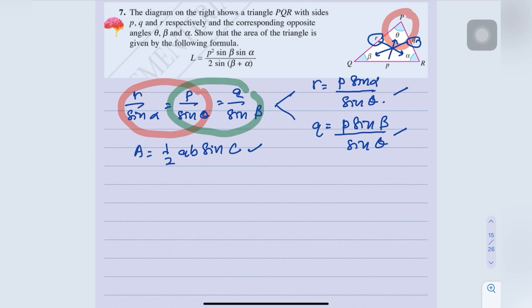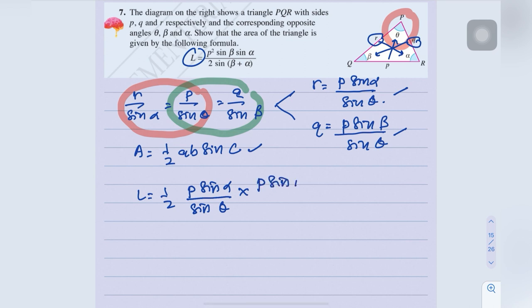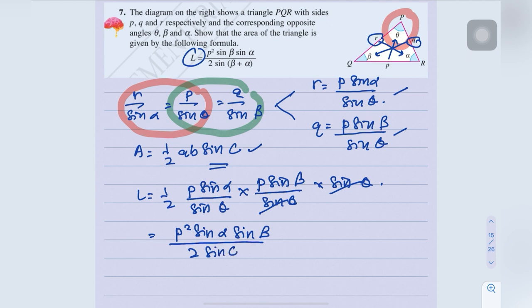Okay, so area is L. So L equals 1 over 2 times a, which is r, so p sine alpha over sine theta, times b, which is q, p sine beta over sine theta. Okay, sine C is sine theta. Okay, so then we can simplify. This one becomes p squared sine alpha sine beta over 2 sine theta.